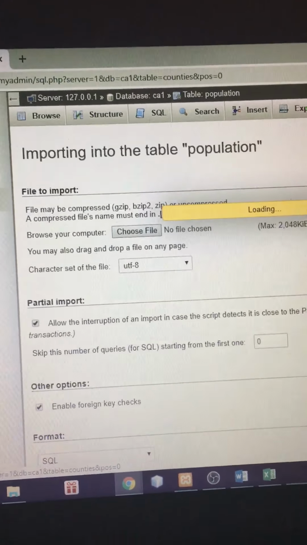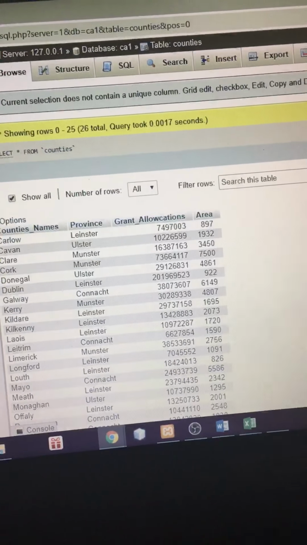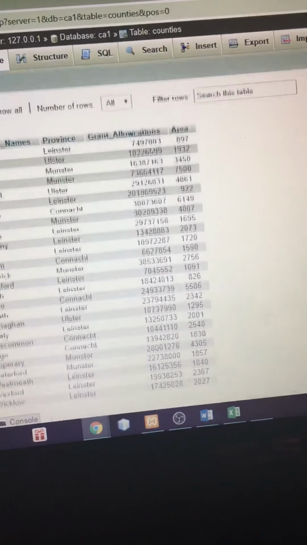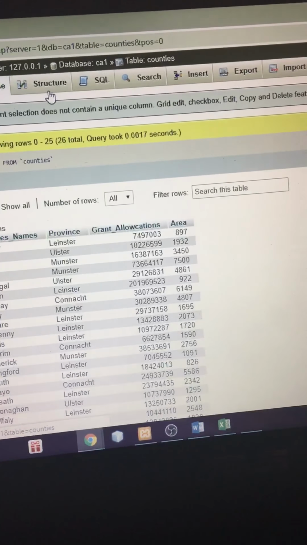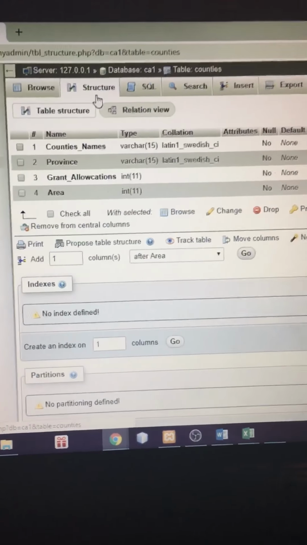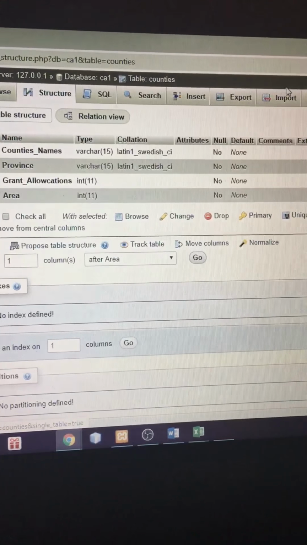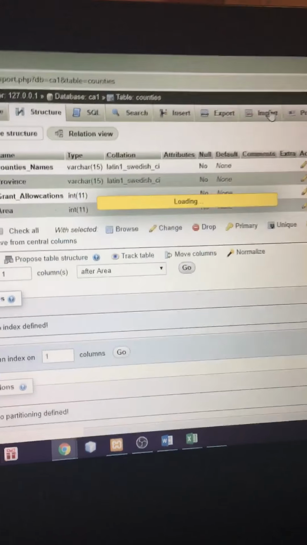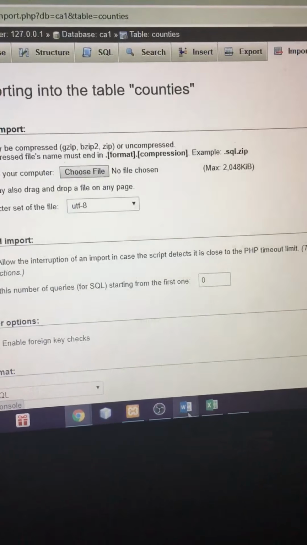Then counties, 26 rows in total, all down there, with the headings on the top. And the structure. Counties is varchar 15, province varchar 15, grant allocations is 11, and area is 11. And then to import it was just the same. Choose file, make sure it's CSV, and then import it up.